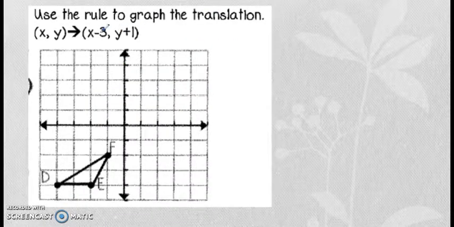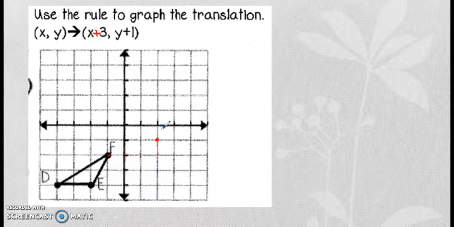In this example, the first thing I'd like you to do is change that to a plus. We don't have enough room to move to the left 3. What this is saying, we are going to move to the right 3 and then up 1. So I'm going to start at each ordered pair, and I'm going to count to the right 3, 1, 2, 3, and then up 1.